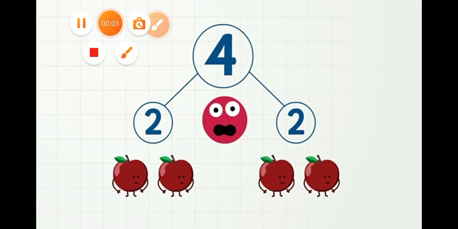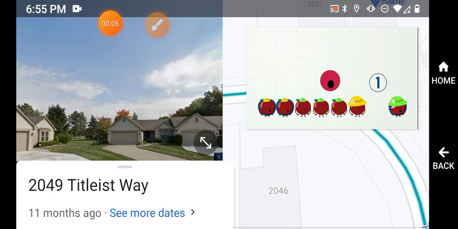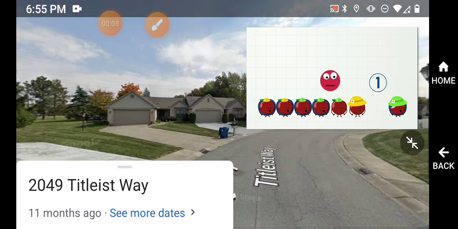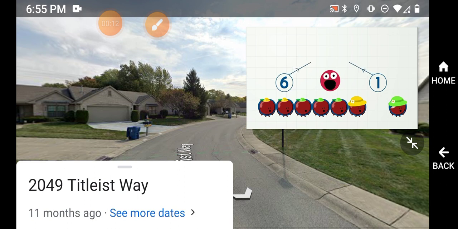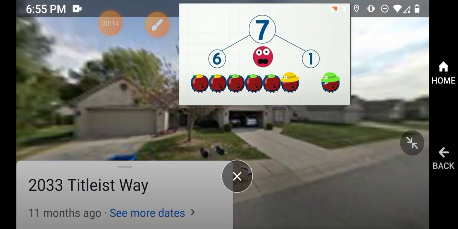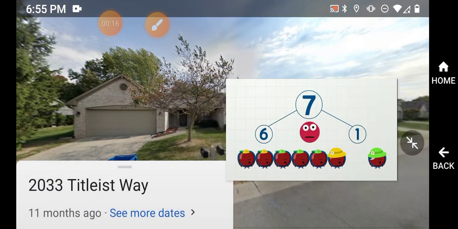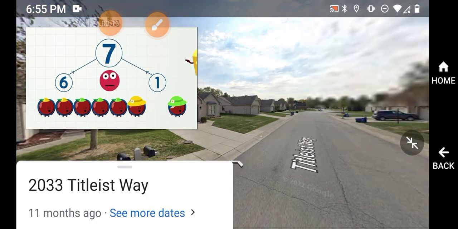4 apples. And what happened? 1, 3, 4, 6 apples with no bites. Add them together, and we have 7 apples. So the numbers 1 and 6 also make the number 7.